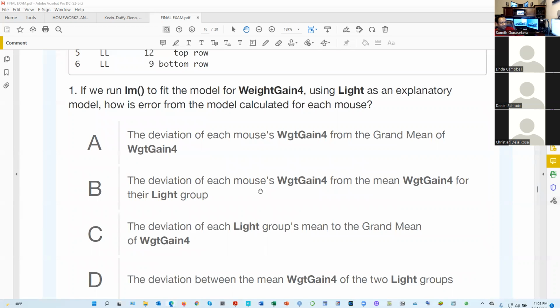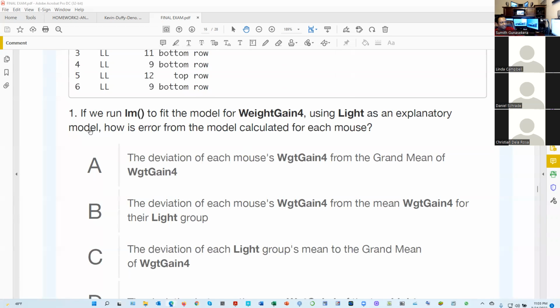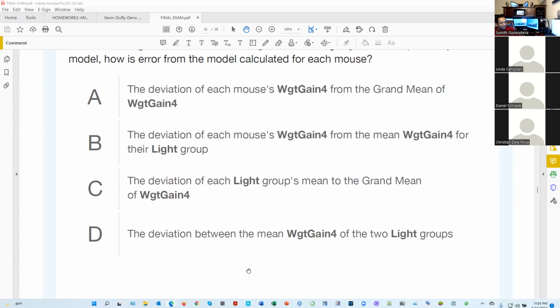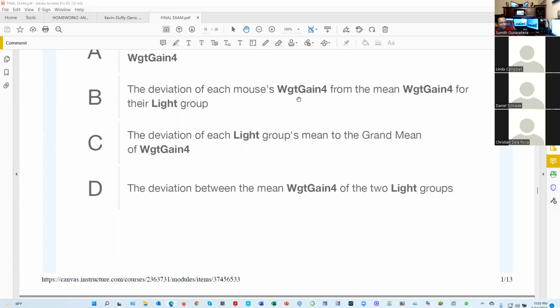That is the deviation of each mouse's weight gain from the mean of the weight gains for their light group. If you go to each group and check the average weight gain for each group, the weight gain of a mouse is the observed value, and the average for each group is the estimated value. That difference is called the error. Error is the difference between y and y hat.